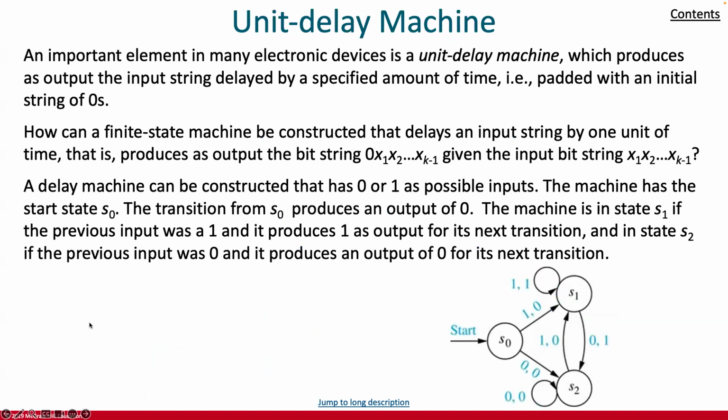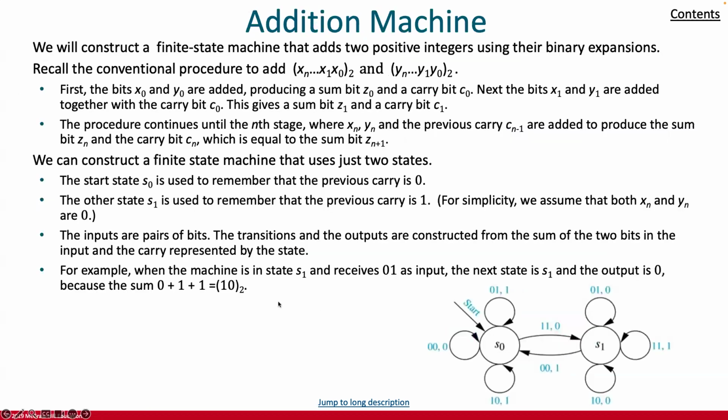A unit delay machine is an example of something that is important in electronic devices, which produces as output the input string delayed by a specific time. And so it pads with an initial string of zeros. So it's a delay line, a programmable delay line, if that makes sense to you. So this just gives you another example of something we can be looking at. We can also construct a finite state machine that adds two positive integers. And so this just gives you some details about this, and we have another illustration of what that would look like.